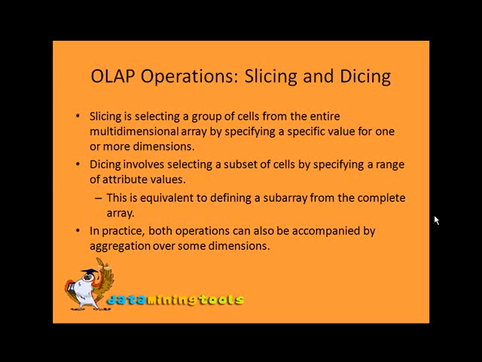Let's understand OLAP operations such as slicing and dicing. Slicing is selecting a group of cells from the entire multidimensional array by specifying a specific value for one or more dimensions, while dicing involves selecting a subset of cells by specifying a range of attribute values, which is equivalent to defining a subarray from the complete array. In practice, both these operations can also be accompanied by aggregation over some dimensions.